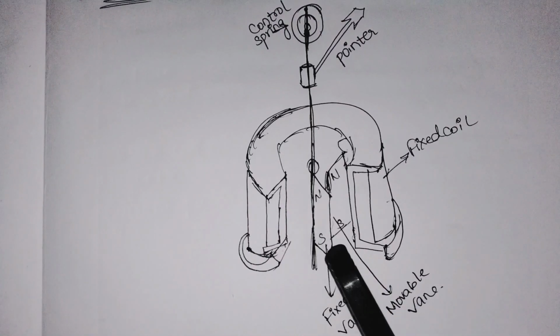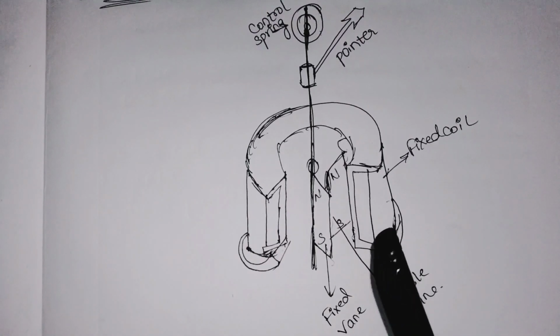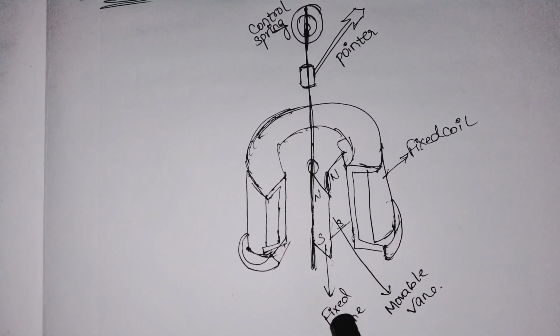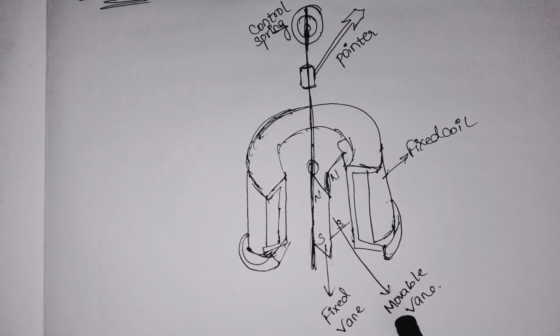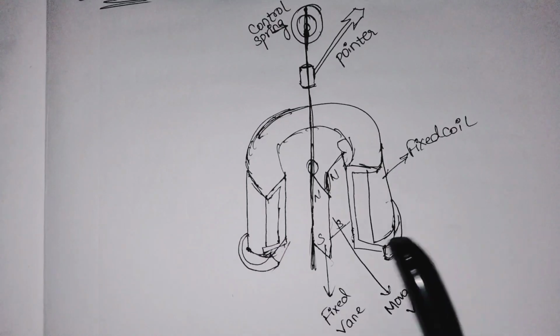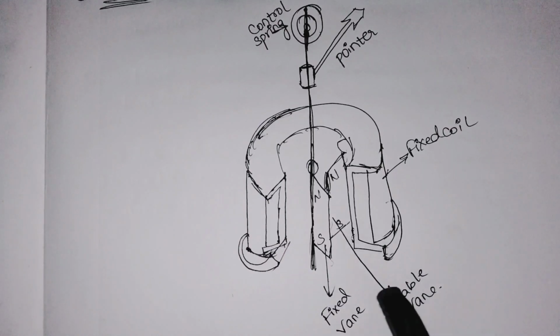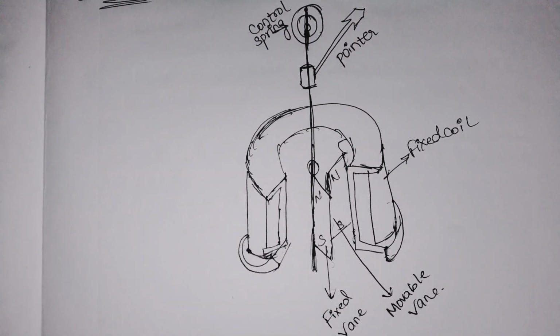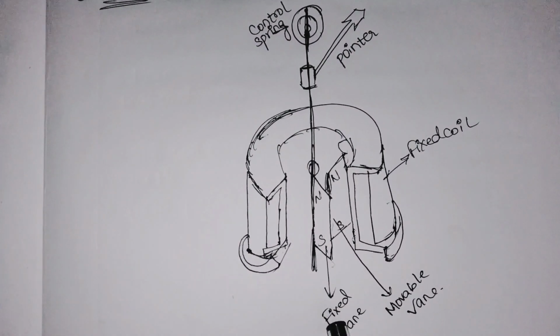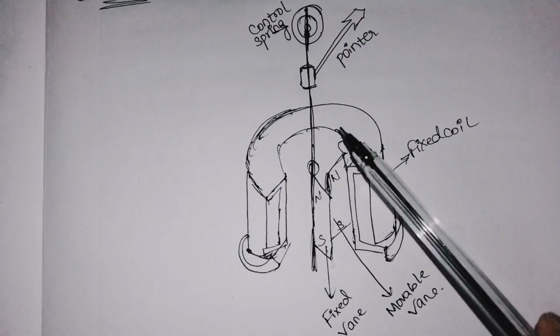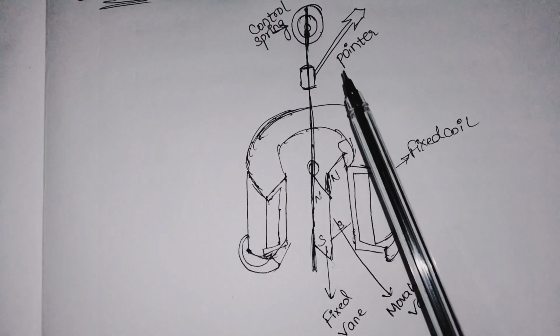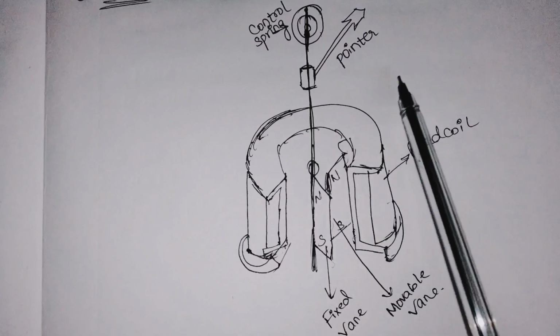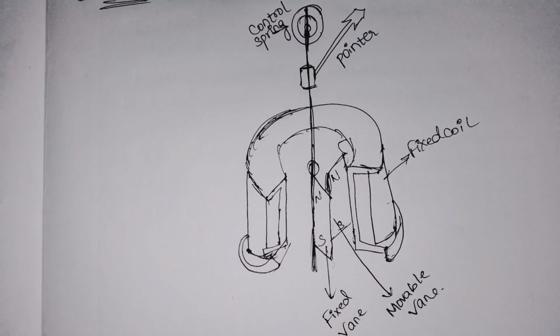Basically, repulsion type instruments consist of a fixed coil and two vanes, that is fixed vane and movable vane. The fixed vane and movable vane are placed inside the fixed coil. The fixed vane is attached to the coil and the movable vane is placed on the spindle. The pointer is attached to the spindle, which shows the deflections.